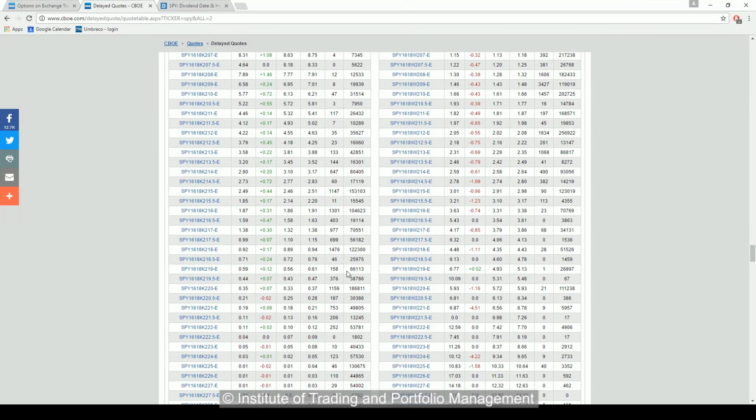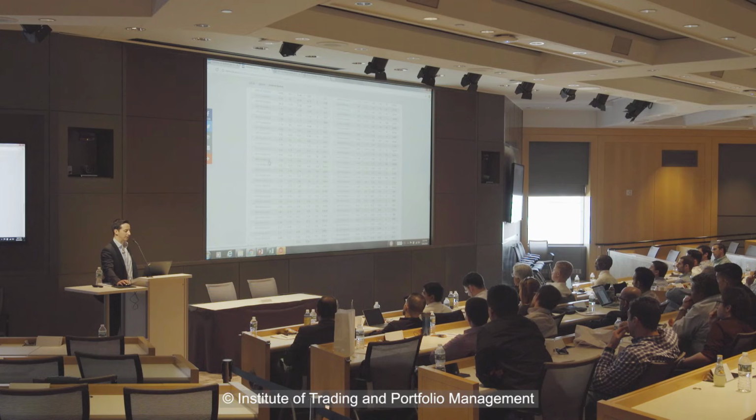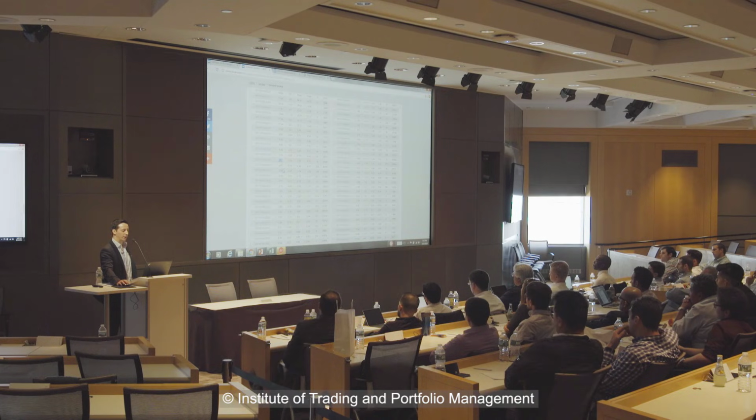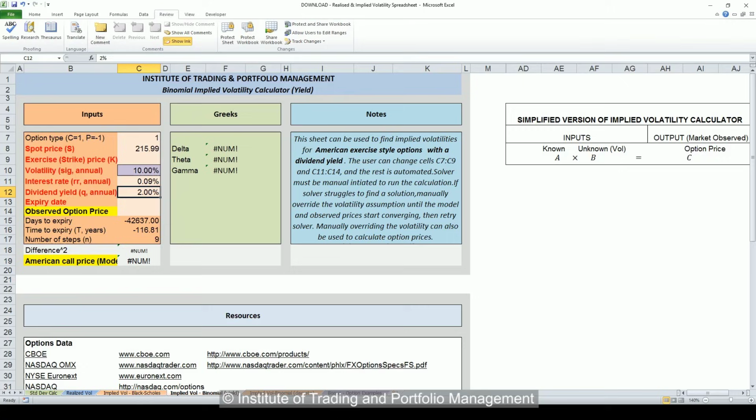The reason we want to choose a liquid option is that it makes the inputs a bit more reliable. So I'm going to choose this option here. That's a 215 strike. Now we have all the rest of our information. We've got the strike price, 215. We've got the expiry, which was the 18th of November. And we can use the last price here as our observed option price, which is 5.29. So observed option price, 5.29.